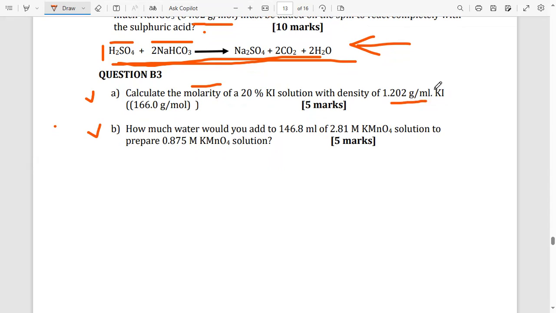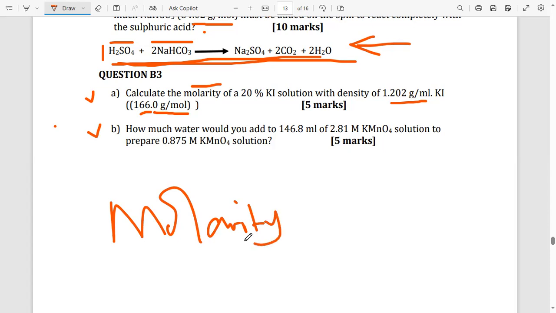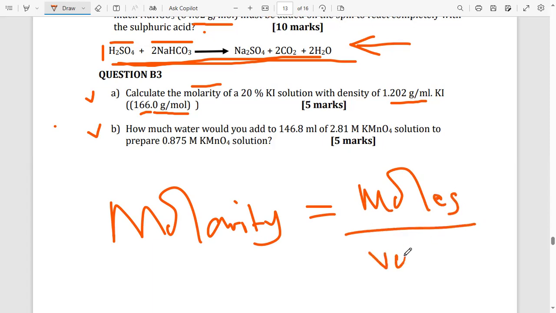And then they are telling us that the potassium iodide has the molar mass of this much. So calculate the molarity. We know that molarity is just concentration in moles, right? So molarity is equal to moles divided by what? The volume. So first to calculate this molarity, from the given information here, we have to find the moles, and then we have to find the volume, and then just divide them like that.